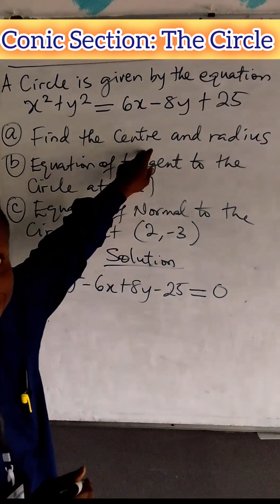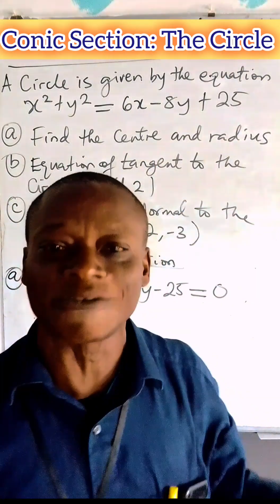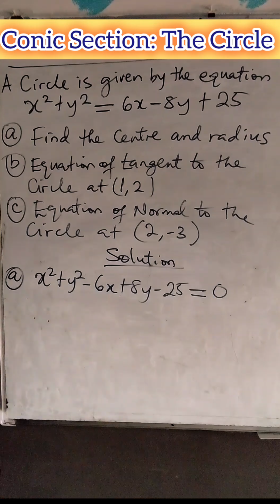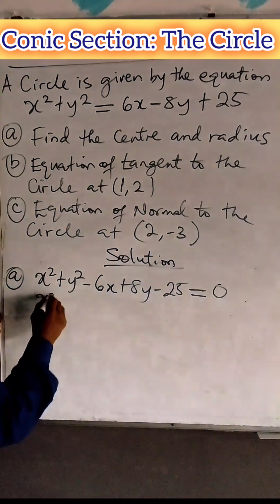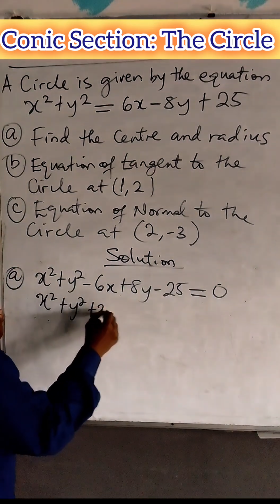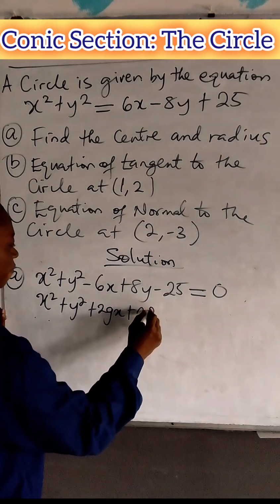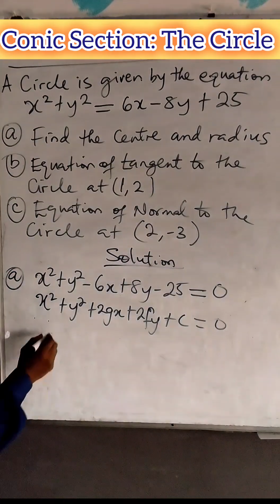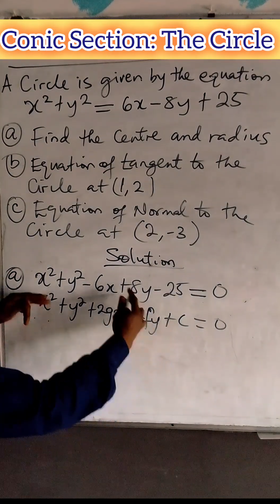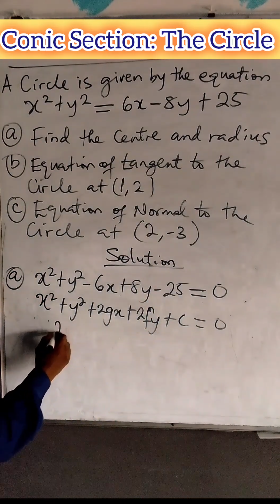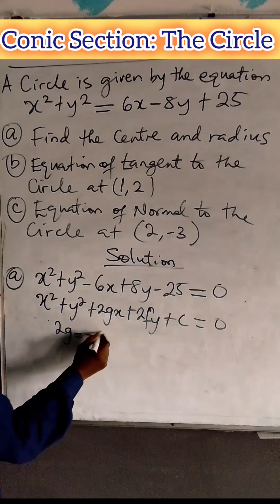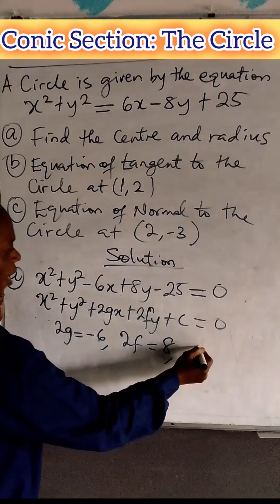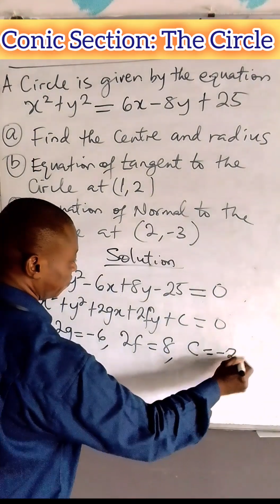So we are looking for the center. What we mean by center is the coordinate of the center of the circle. Now, let's see. This equation, we have to compare it with the general form: x squared plus y squared plus 2gx plus 2fy plus c equals 0. Then we get the parameters. Comparing this general form to the given equation, our 2g will become minus 6, our 2f equals 8, while our constant c will be minus 25.